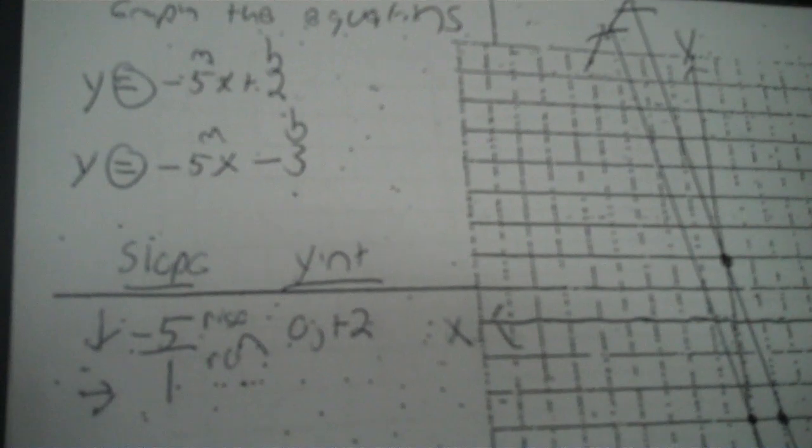Now, those lines are really close together, but they're never going to cross, okay? So they are parallel. Parallel lines, the slopes are the same. They have the same m value, okay? The multiplier of the x is the same.